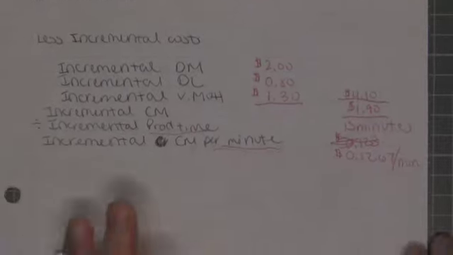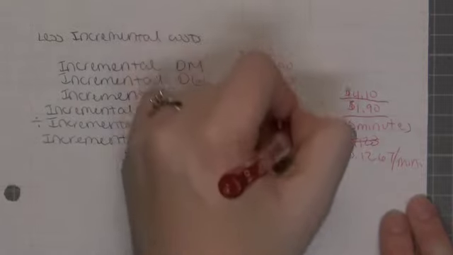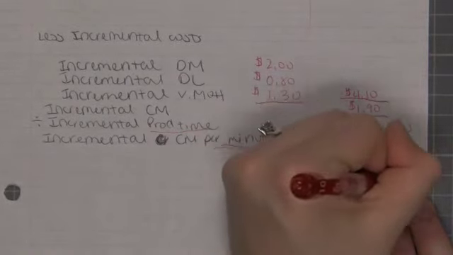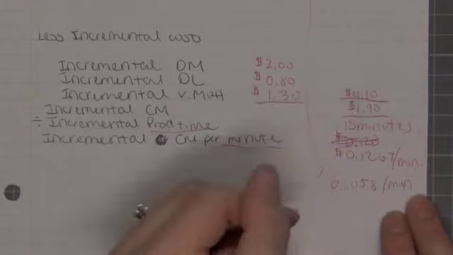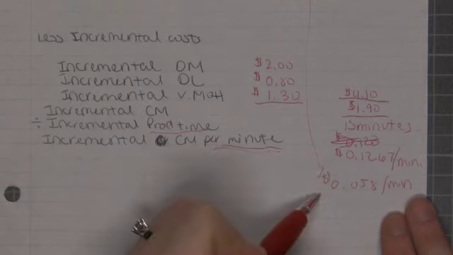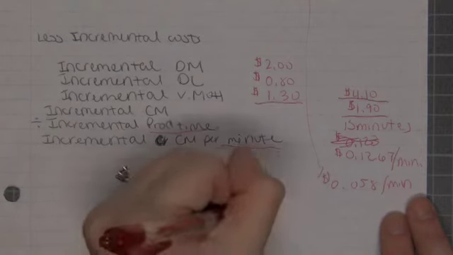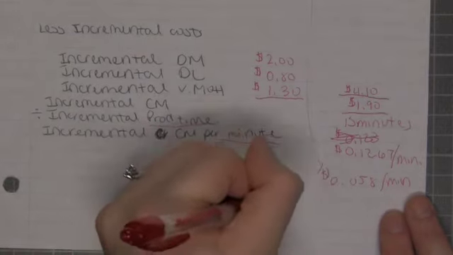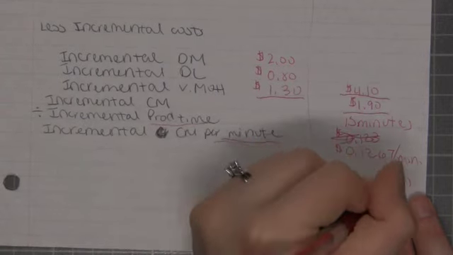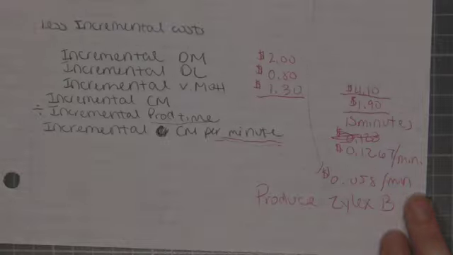So now to bring this all together, I'll bring down our per minute for Xilex A. It was just under 6 cents. So since 12 cents, almost 13 cents, is more than the 6 cents per minute, we will produce Xilex B. So we will continue production and make Xilex B. And that's our decision.